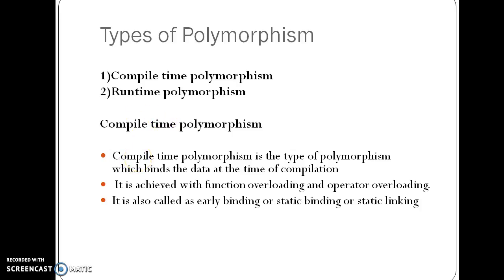Now let us see the types of polymorphism. There are two types of polymorphism. First one is compile time polymorphism and second one is runtime polymorphism.